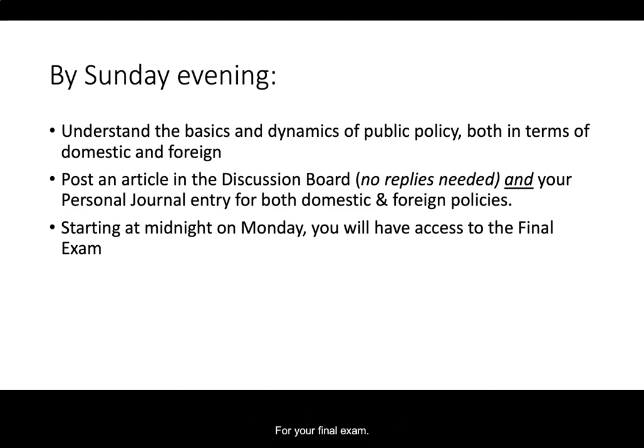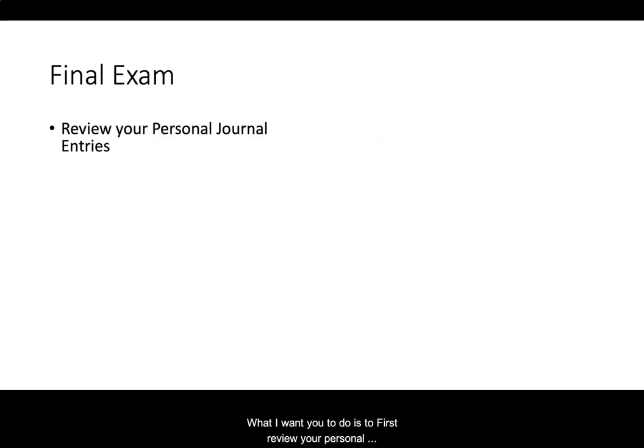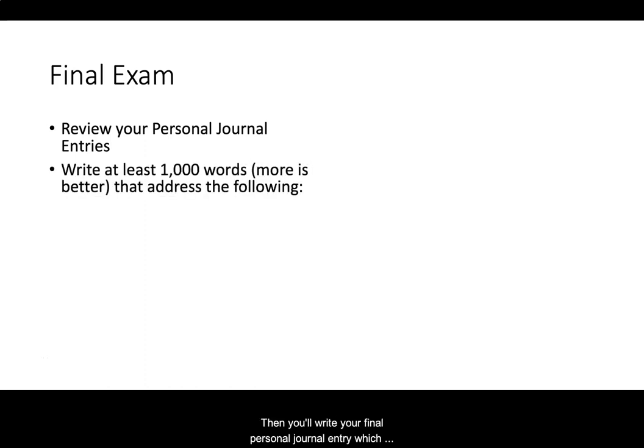For your final exam, starting at midnight on Monday, what I want you to do is to first review your personal journal entries. Over the past 8 weeks, you've been submitting personal journal entries about different topics, about different ideas. You should go back and review all of your personal journal entries and take a look at how you have seen things develop over the past 8 weeks. Then you'll write your final personal journal entry, which will be your final exam.